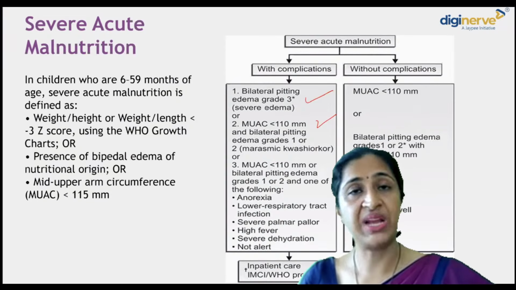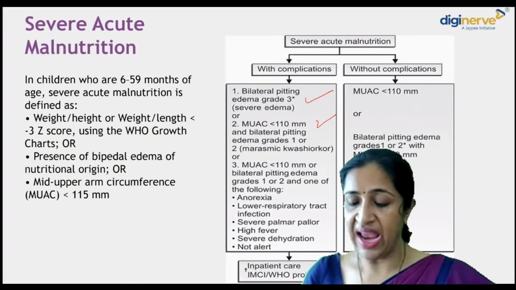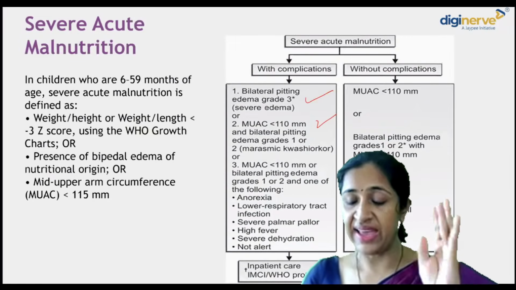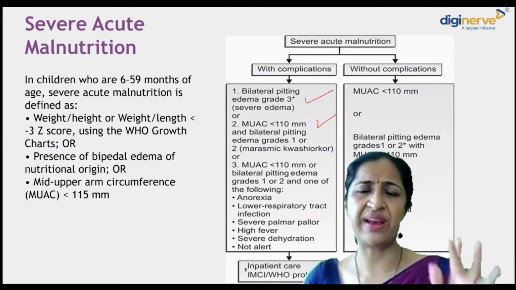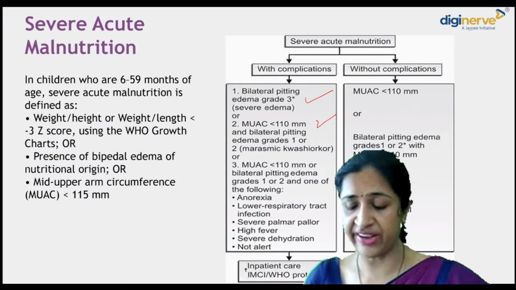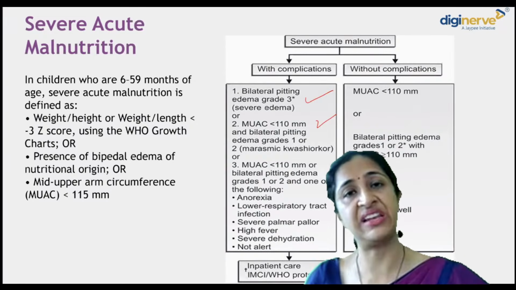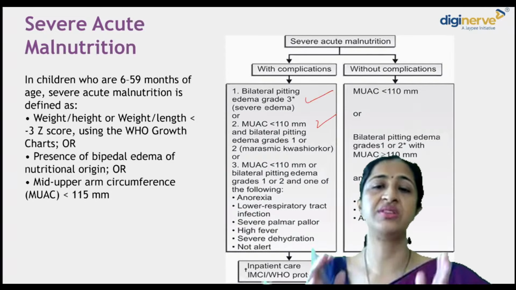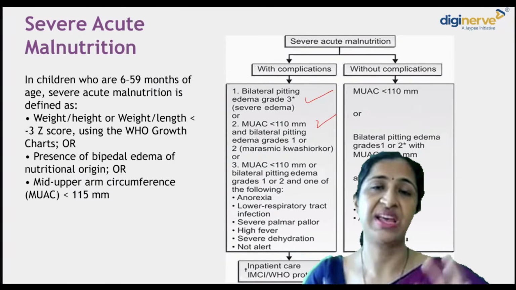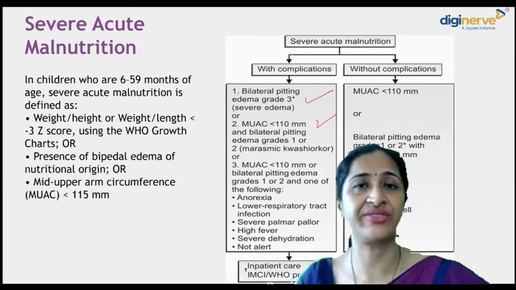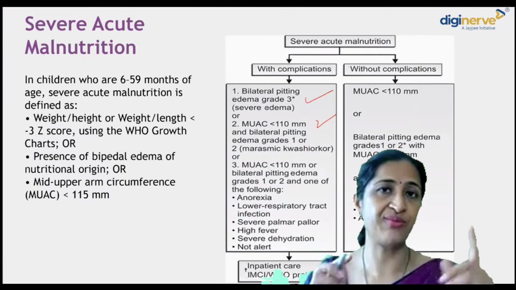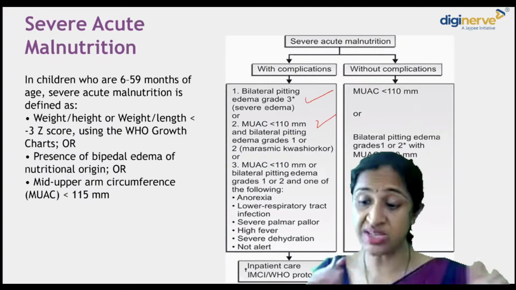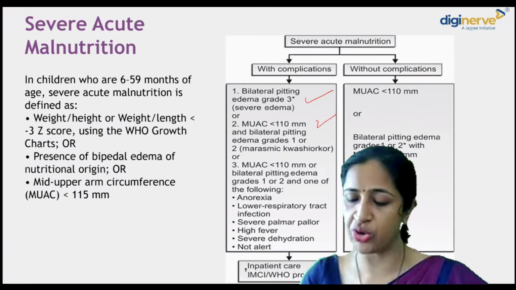If mid-upper arm circumference is less than 11 and there is pitting edema, grade 1, grade 2 with anorexia, LRTI, severe pallor, high fever, dehydration or apathetic, very dull child, which means electrolyte disturbance, hypoglycemia, etc. All this is SAM with complications. Emergency resuscitative efforts to be started. Remember, SAM management was resuscitative, then rehabilitative, then convalescence. So, resuscitative efforts to be started in SAM with complications.